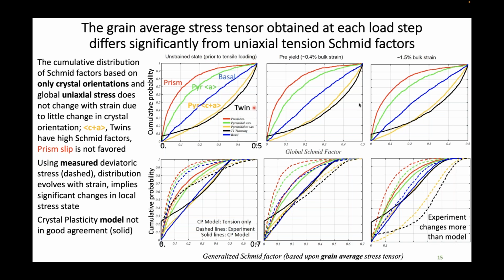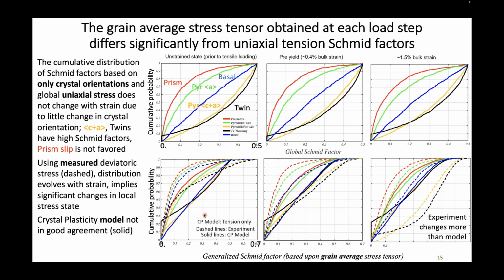And as we deform the material using the grain orientations that are measured, this really doesn't change much because the crystals don't change their orientation very much. But that's based upon the uniaxial stress assumption. If we use the measured deviatoric stress that we have, then we don't have uniaxial stress. And we actually get a different representation of the likelihood for various slip systems to be highly favored.